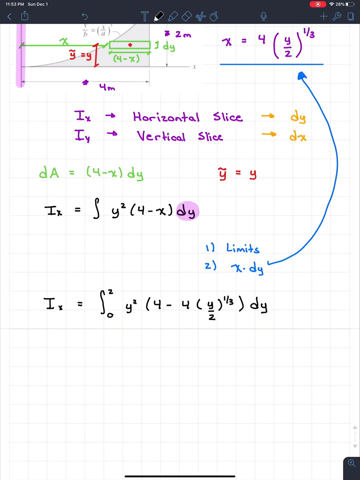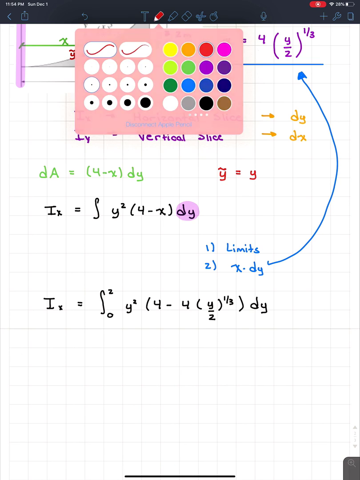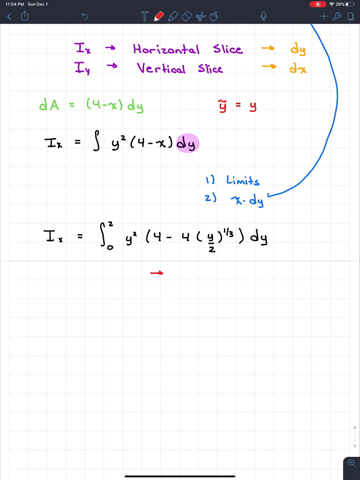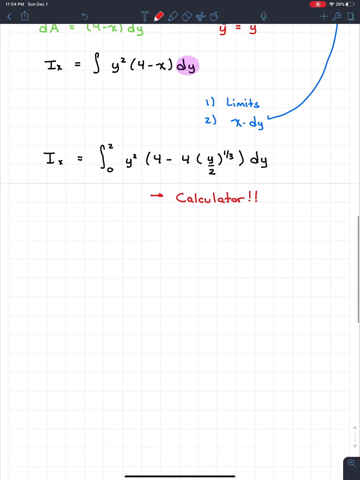So now if we look at this integral, we have our limits defined, and our whole function is in terms of y, and we're integrating with respect to y. So everything is good to go. So the next part is calculator. So again, please just throw these in your calculator. It'll make your life a lot easier. So once we throw it in our calculator, what we get is Ix is equal to 1.07 meters to the 4. Highlight this because this is my answer, and that's it.